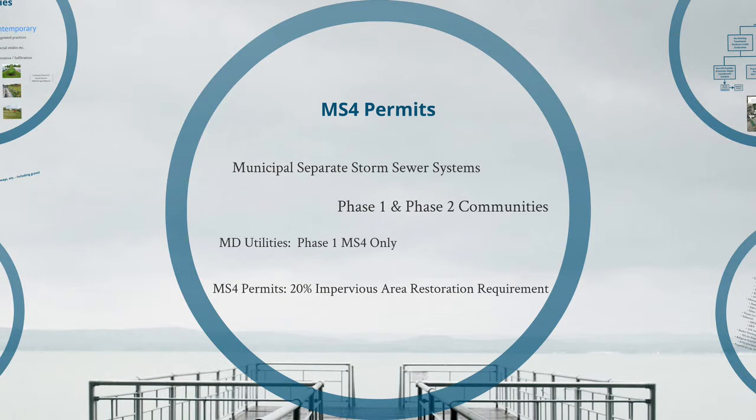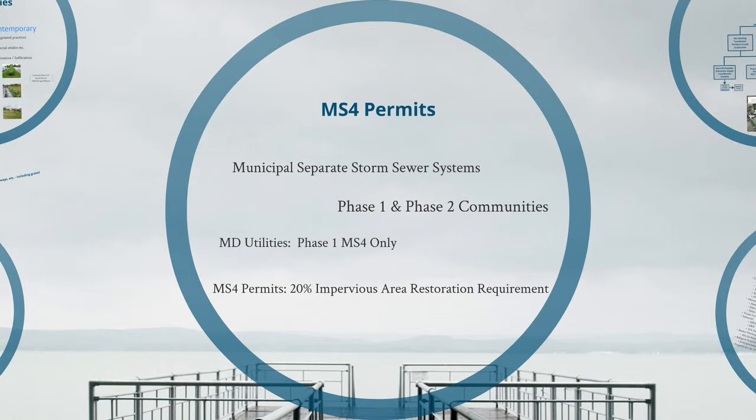In Maryland, there's a state mandated requirement for Phase 1 MS4 communities to have a stormwater utility put in place by July 1st, 2013. These utilities do two things. They charge fees, and then they implement the MS4 programs, which is the purpose of the fees.